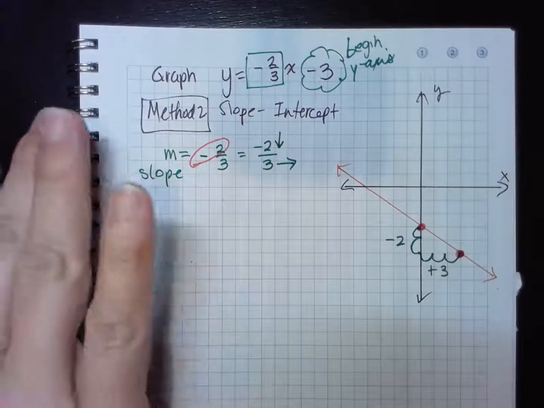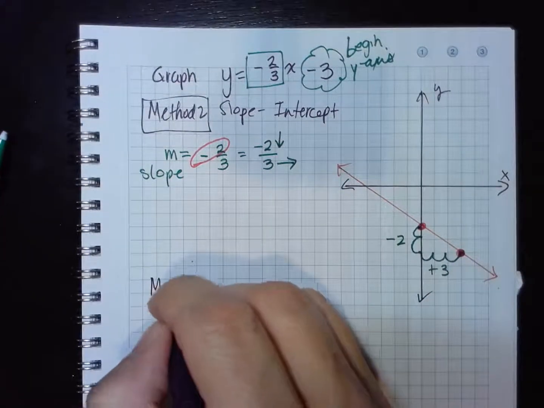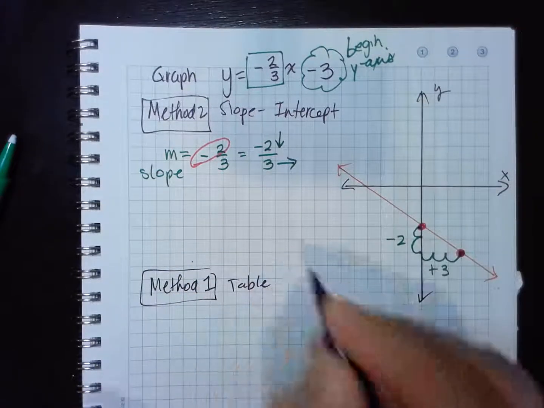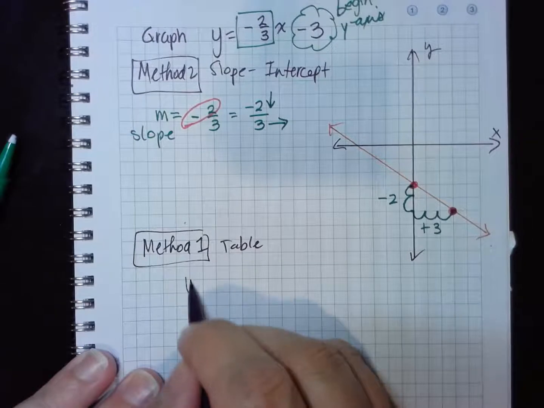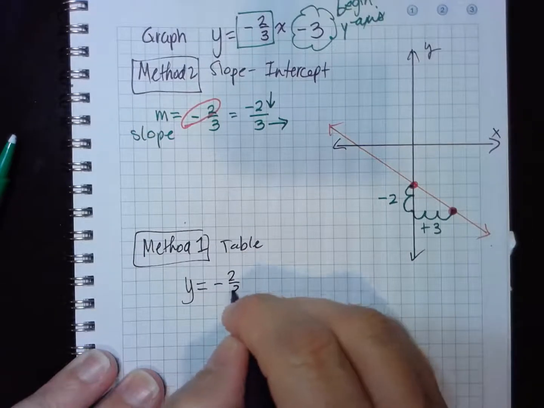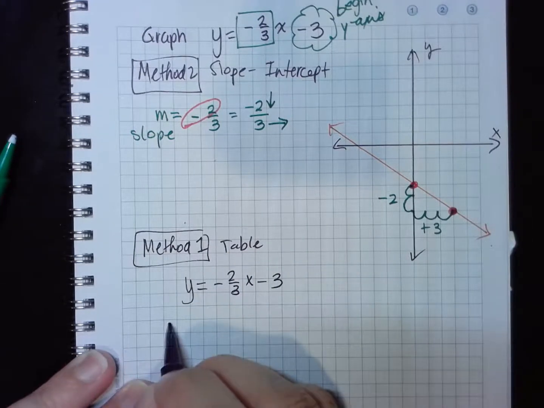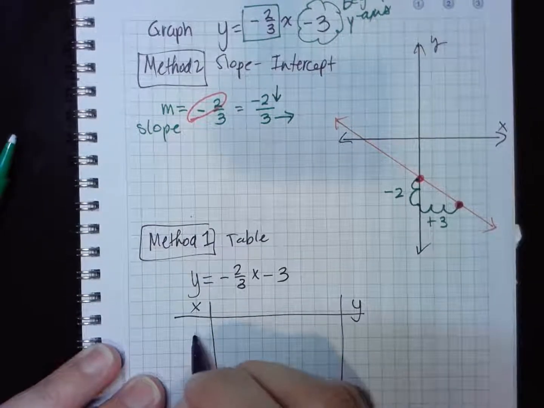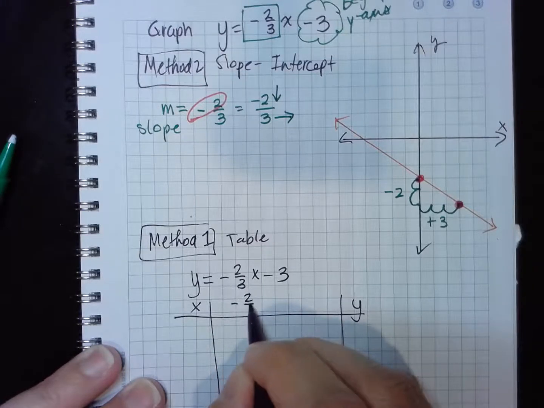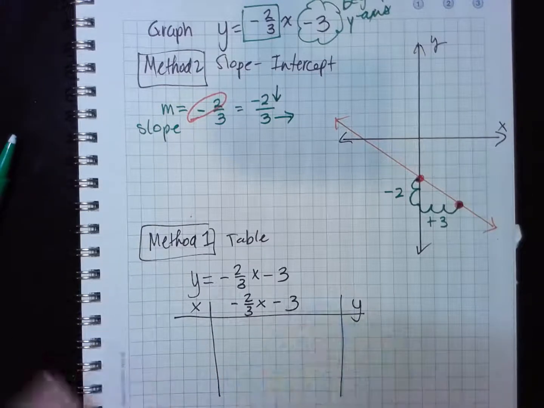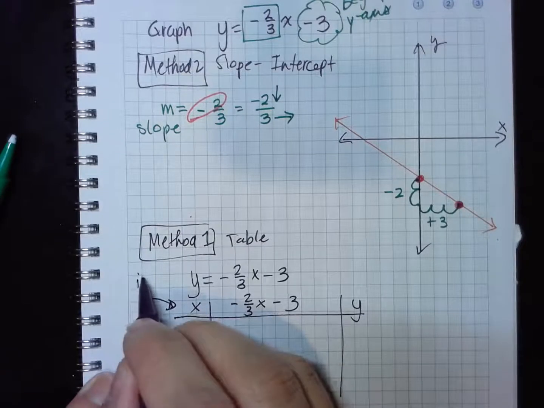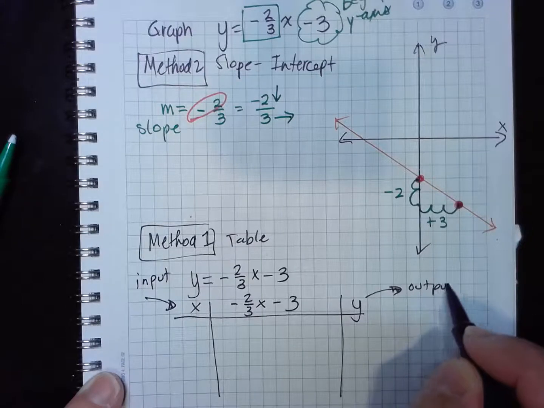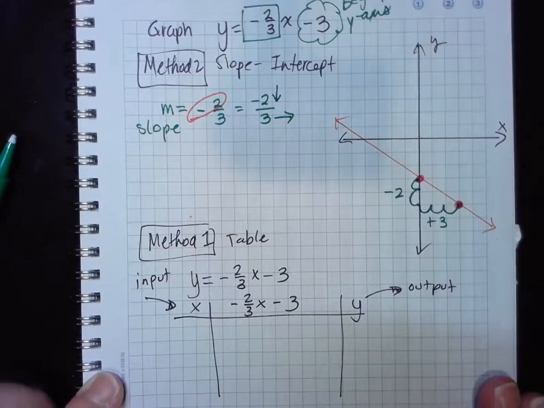Okay, so let me go back and I want to show you how to put it in a table, so that you practice with your fractions. So I get y = -2/3 x - 3. So here I go with my table. Here's my x and my y. I'm going to put -2/3 x - 3 here. So my input, that's what I'm putting in my machine. My output, that's what I'm getting out. So I'm putting in x's and I'm getting out y's.